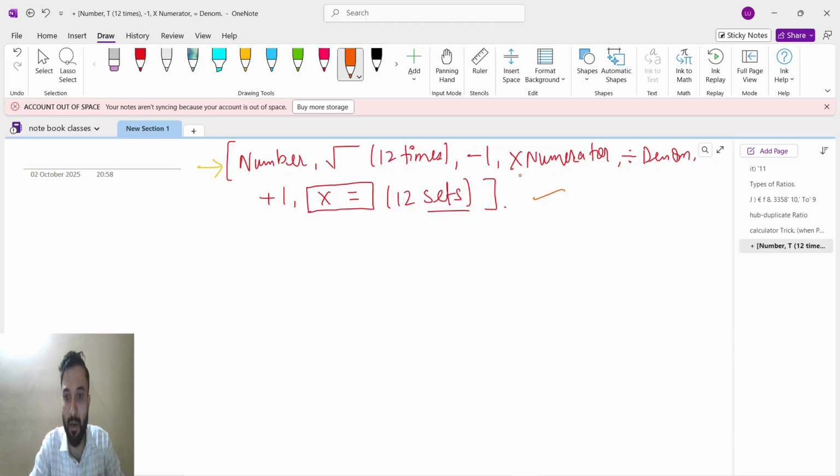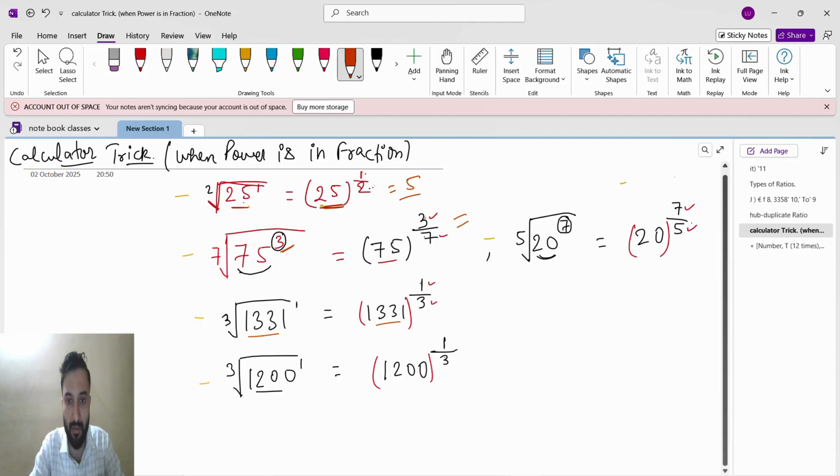Okay, then multiply with numerator, divide by denominator. So you can see here, guys, multiply with numerator. What is the numerator? 3 is the numerator. So multiply with 3. Okay, equal button. Then divide by denominator. So what is the denominator? 7. So divide by 7, equal.